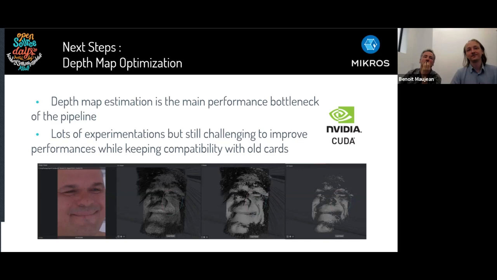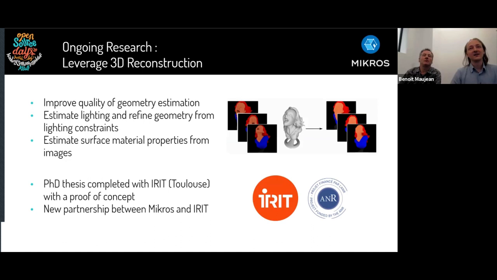And on the more research side of the project, we have finalized the PhD thesis this year. So we provide a first prototype for the estimation of the lighting of the scene and being able to use this lighting information to refine the geometry. And we will continue this work with a new partnership between Mikros and IRIT to integrate this prototype into Meshroom and, in the longer term, go further and try to analyze surface material properties.